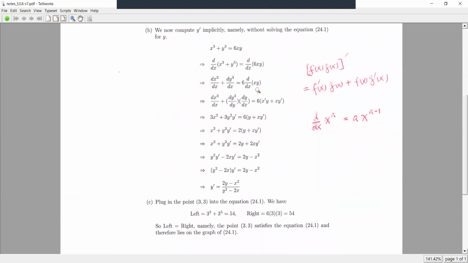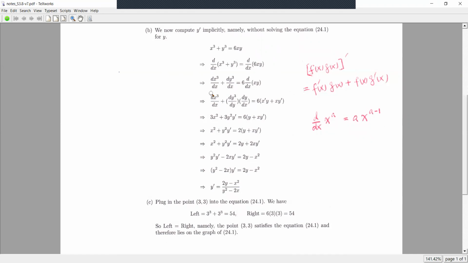To compute this derivative, we apply the product rule, because the function is a product of two functions. x depends on x. It is a function. y depends on x. It is also a function. So, by the product rule, this derivative is equal to the derivative of the first function x times the second function y, plus the first function times the derivative of the second function. So we have this equation.